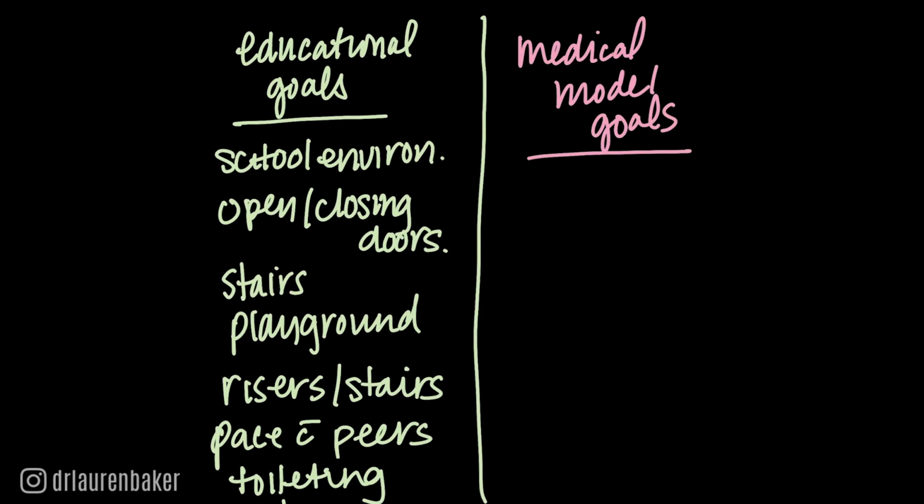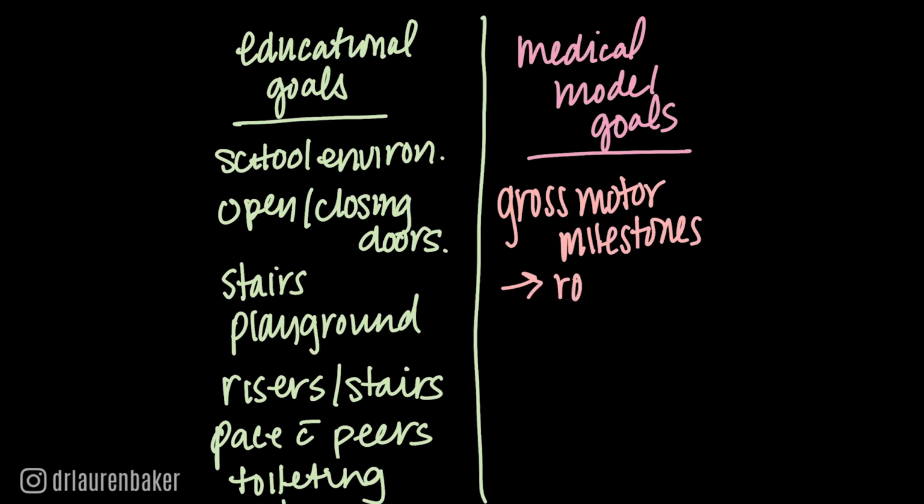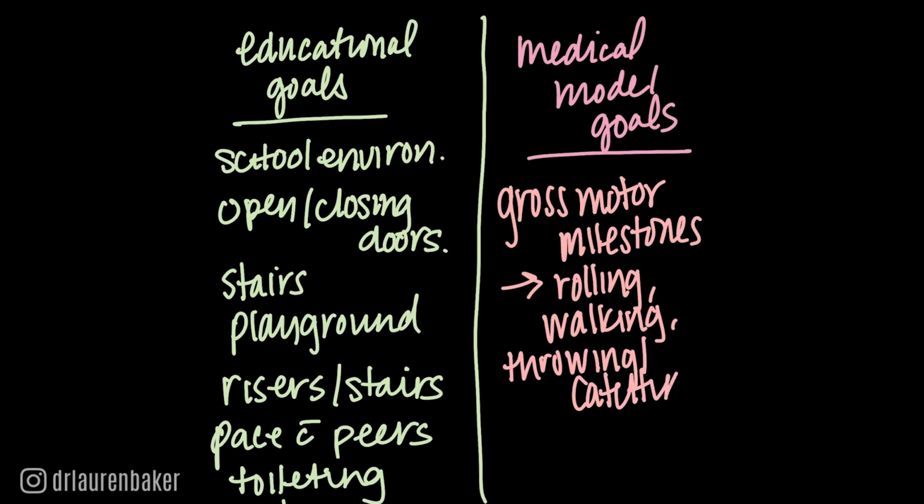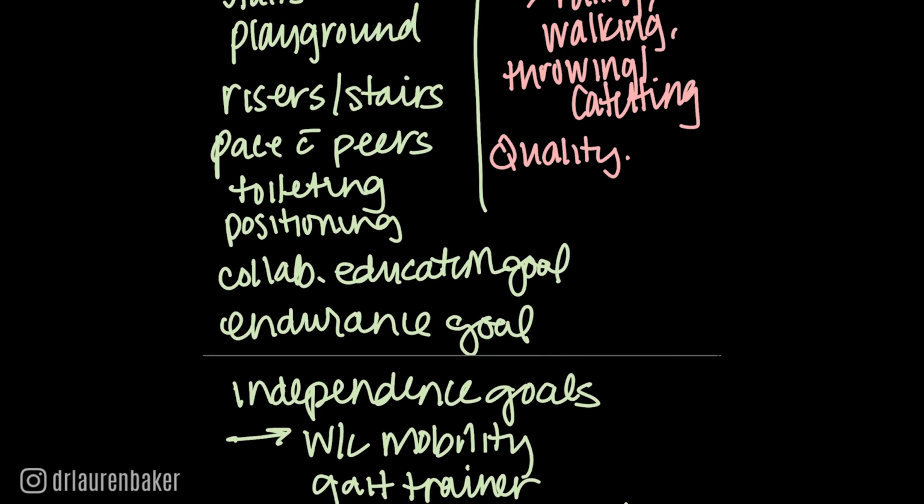Let's head over to the medical model and talk about some different ideas for goals there. So the biggest thing there is going to be gross motor milestones, things like rolling, walking, throwing, and catching, things that are specific to more of the quality of the motion overall is really what you're going to look at there. I got a little wild on my educational goals.